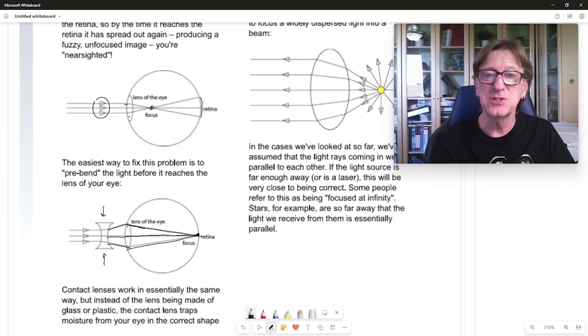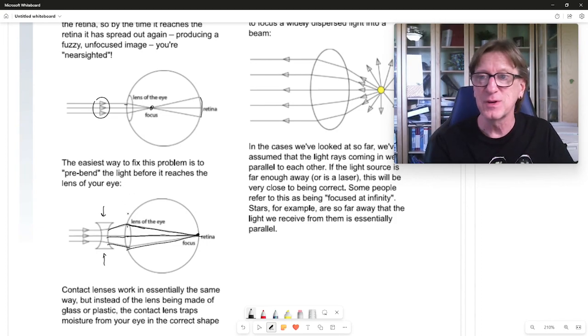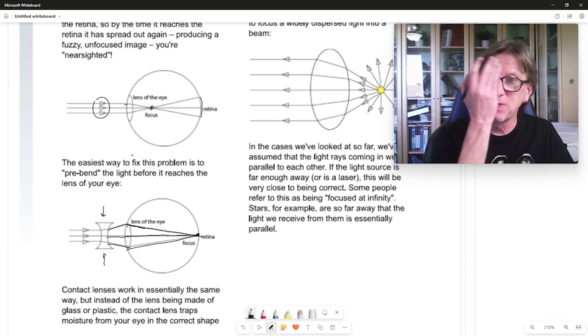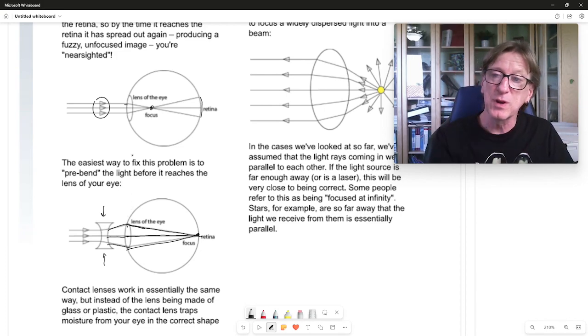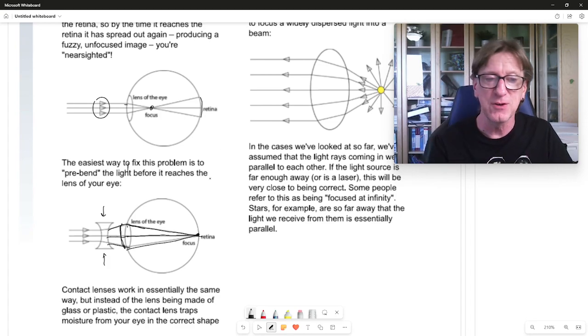Your lens is actually made of fluid in your eye, so it's not glass or anything like that. It's the fluid being held in there. If you wear contact lenses, it's doing the same thing, but now the lens is actually floating on your eye, and it's filling with the moisture, the tears that are in your eye. So instead of using glass, it's actually using moisture.